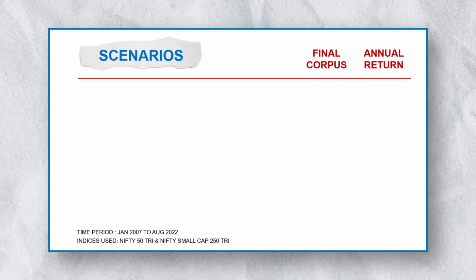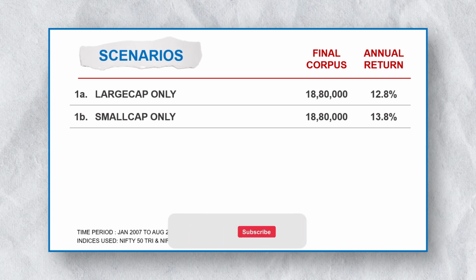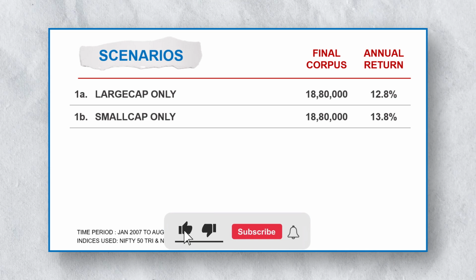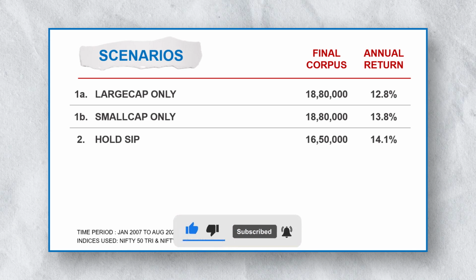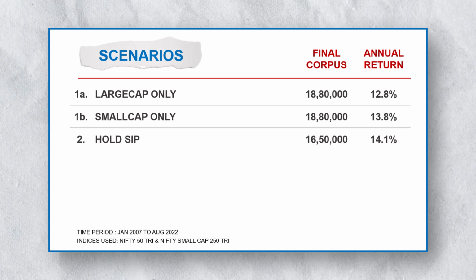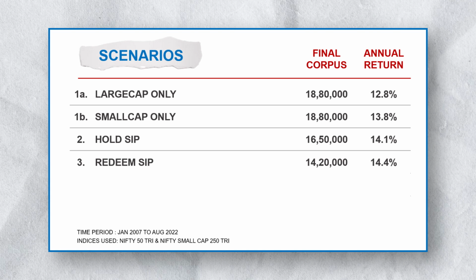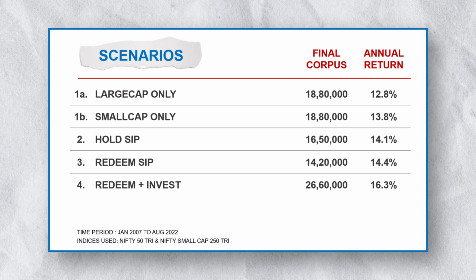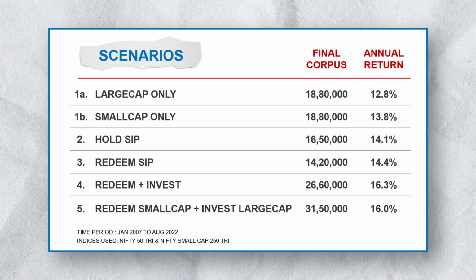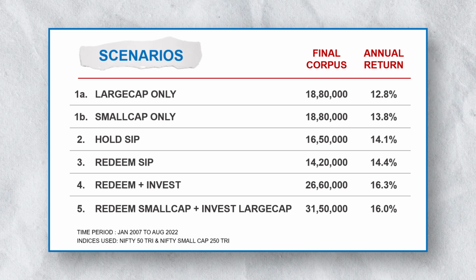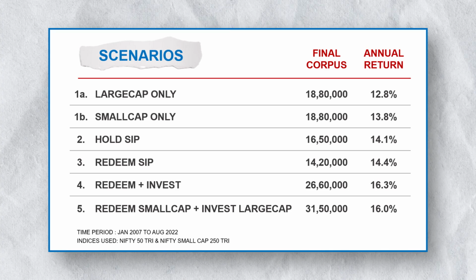So we've gone through 5 scenarios in this video. We looked at the Nifty 50 TRI and the Nifty Small Cap 250 TRI in isolation. We then put a pause on SIPs which were in the expensive zone. Scenario 3 is where we didn't just hold those SIPs, but we sold them. The next one was the buy low, sell high scenario. And the final scenario is where we use the redemption money from small caps to invest it back in large caps during periods when they were a lot cheaper.